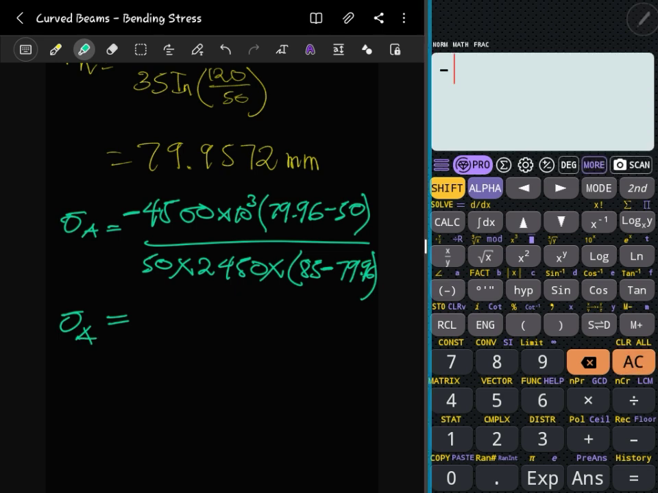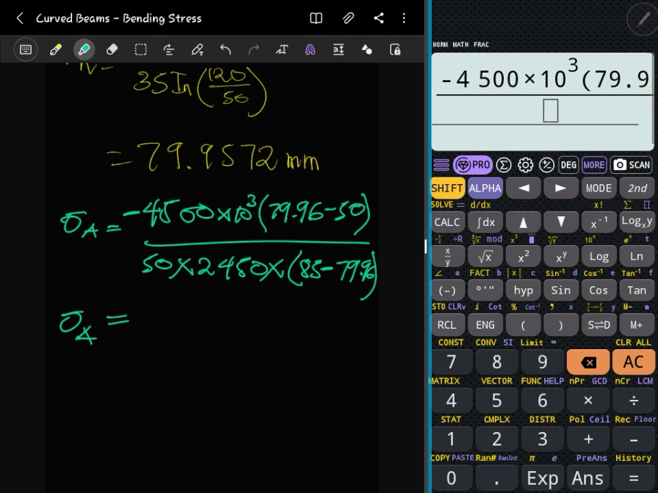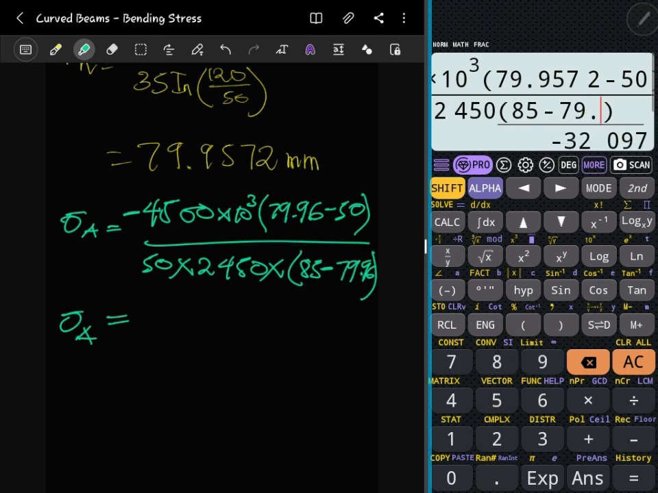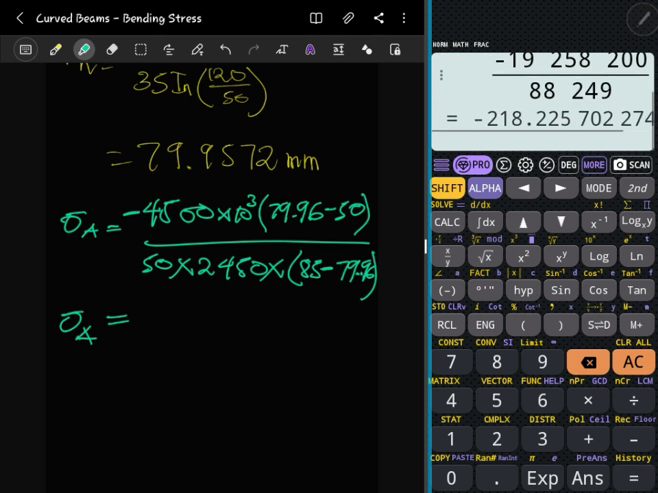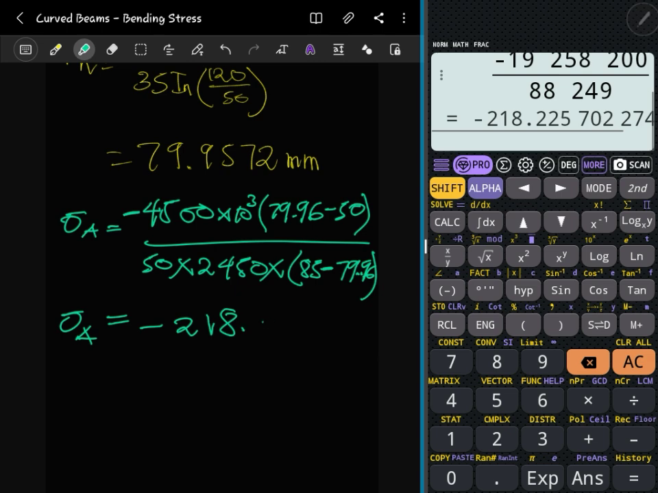To punch this in, you have 4500, brackets, 79.9572 minus 50, 50 times 2450, 85, 79.9572, and that gives us minus 218.226. Because we did all calculations in mm, you have megapascal, right?